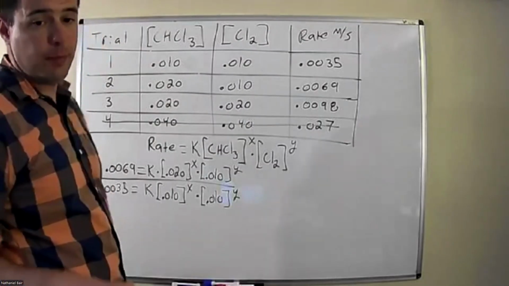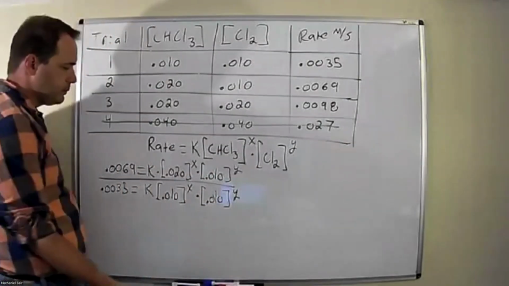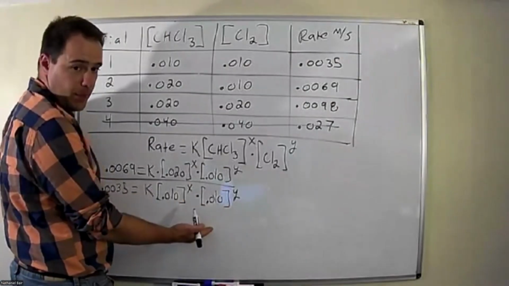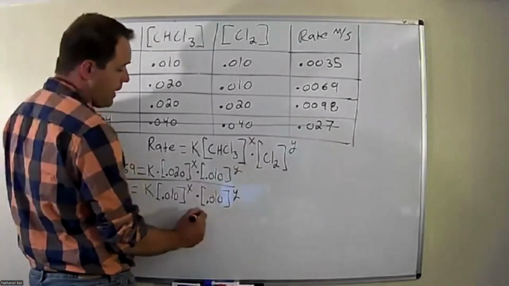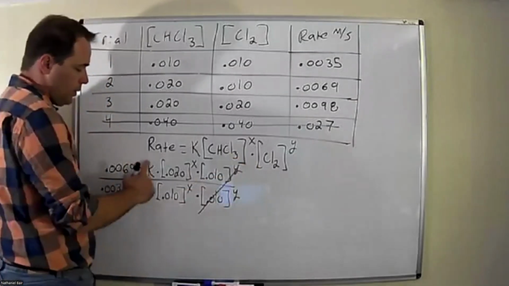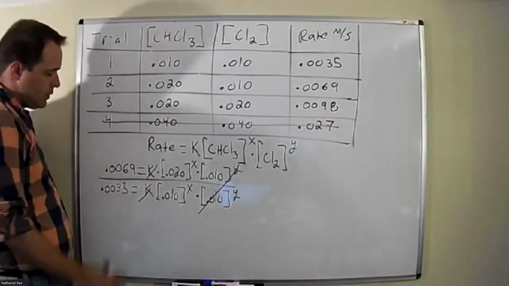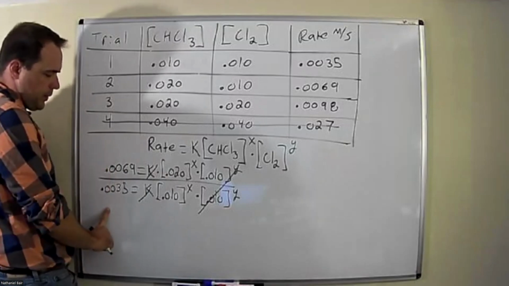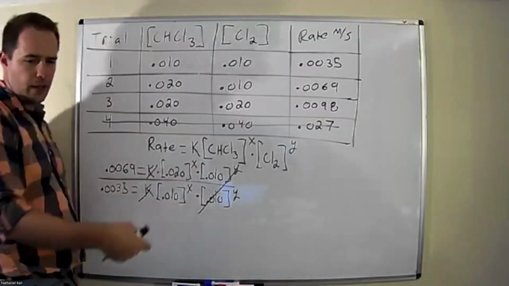All right, what happens mathematically here? Well, because we kept the Cl2's concentration the same, we have 0.010 to the Y divided by 0.010 to the Y. That cancels out. And we don't know what K is, but we know it's a constant, so that cancels out. So what are we left with? We're left with 0.0069 divided by 0.0035 equals 0.020 over 0.01 all to the X.